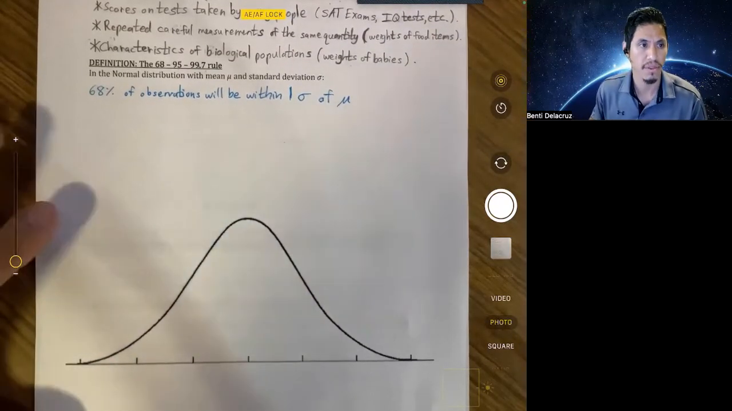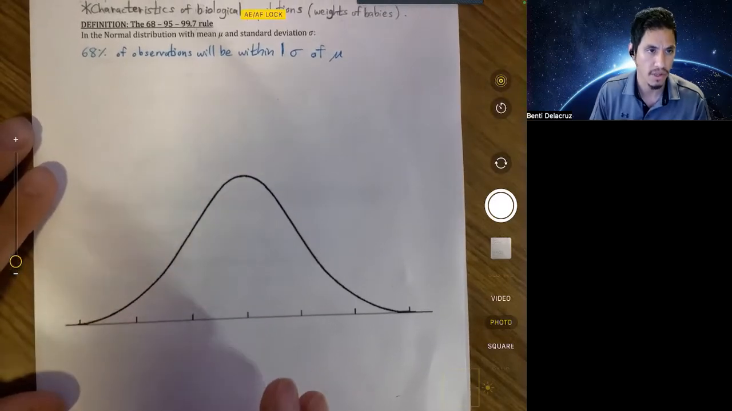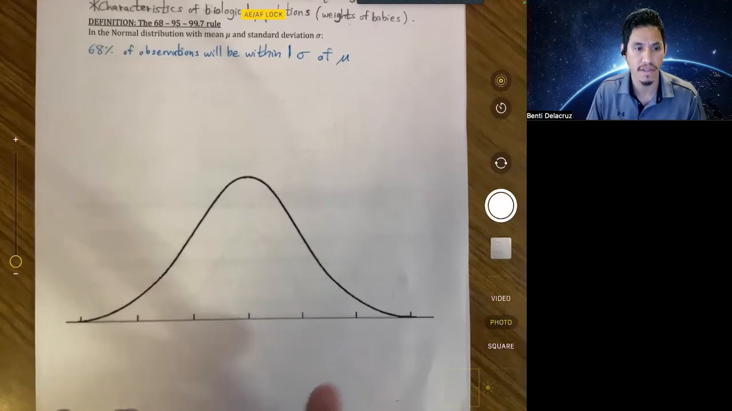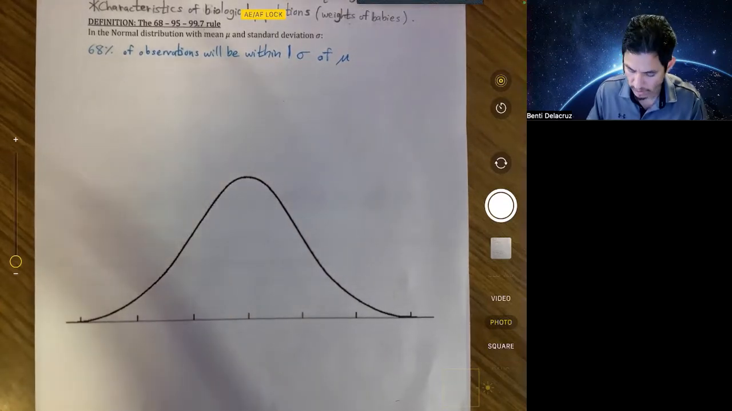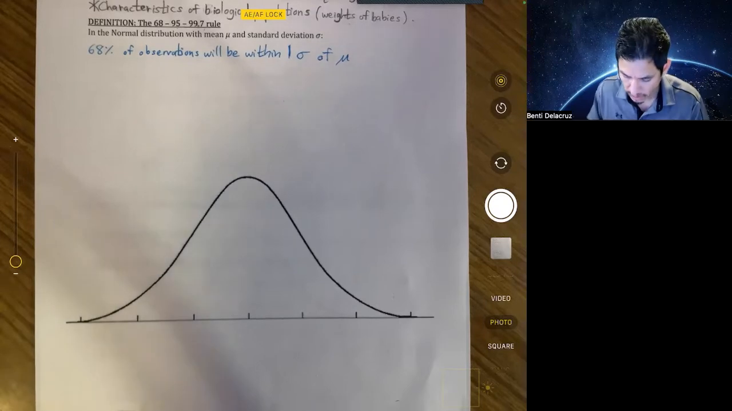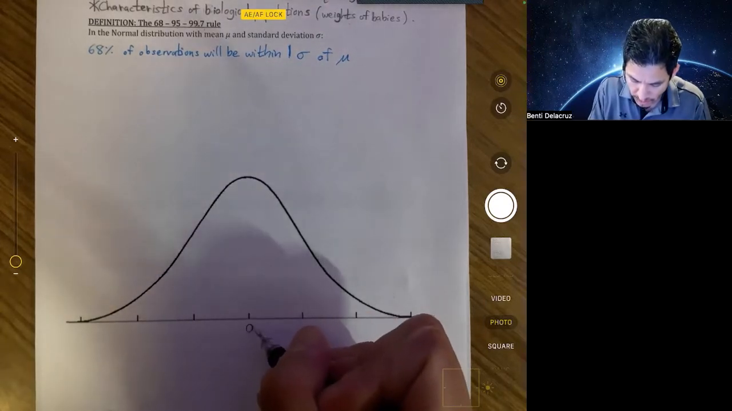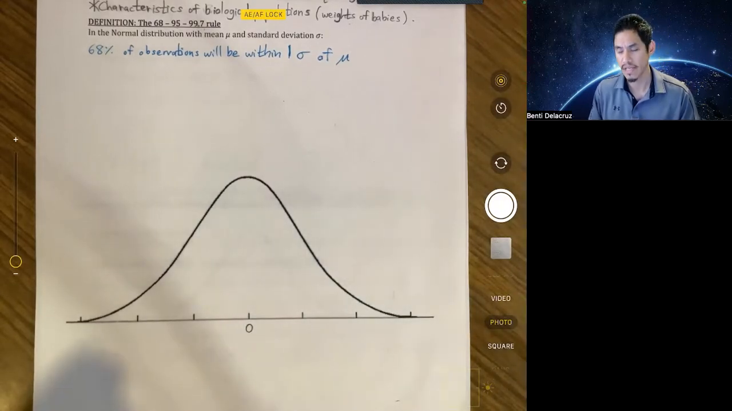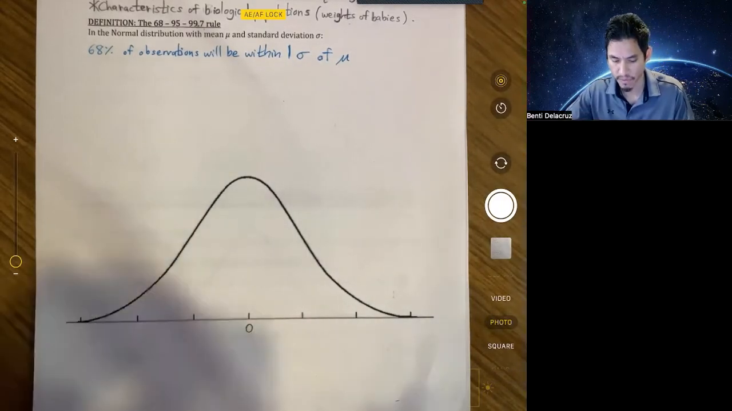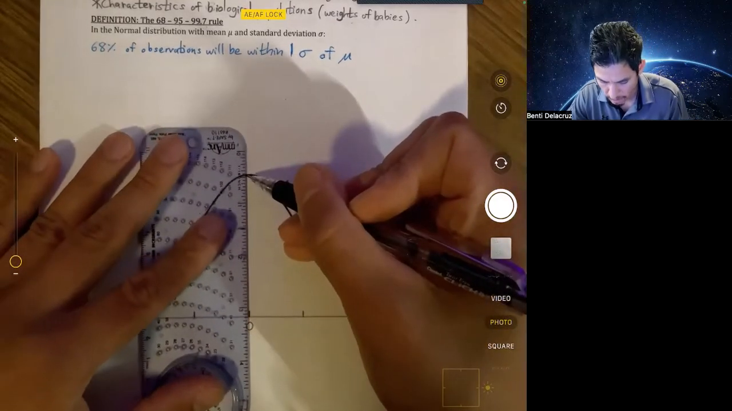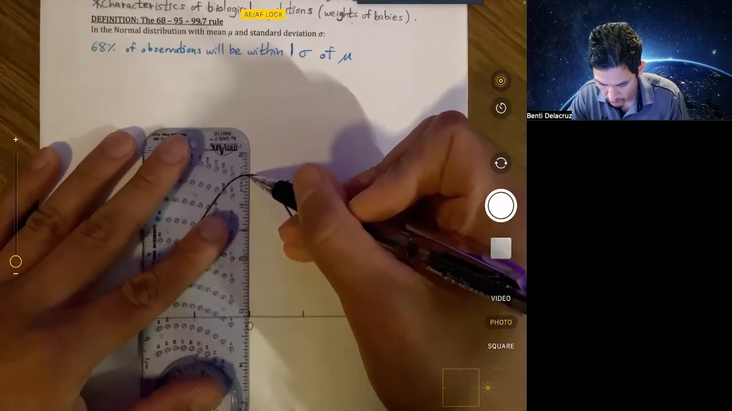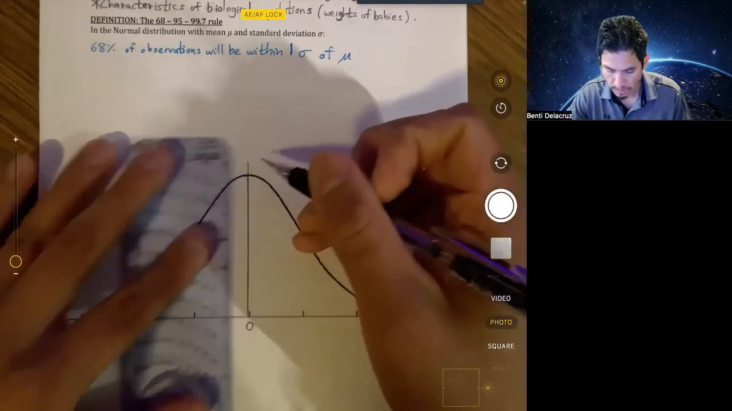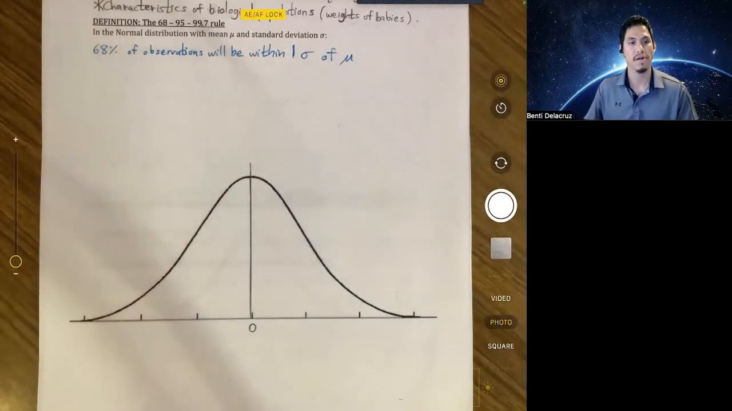Okay, so let's draw what this means on this normal curve. Here, these tick marks represent standard deviation values. This would be the mean, right at the center, because it's not going to be any distance away from the center. So we'll draw a line to represent the middle of this curve. There's your mean.